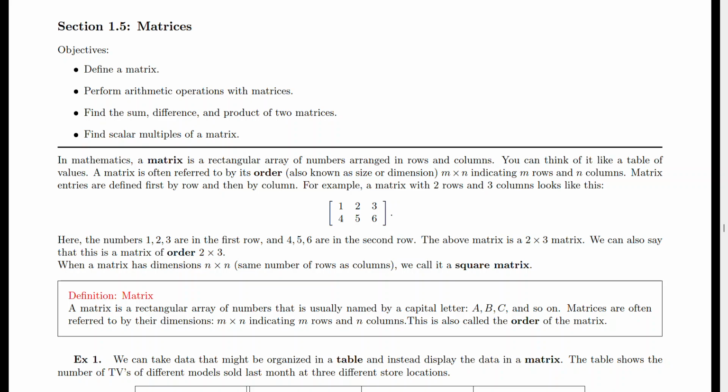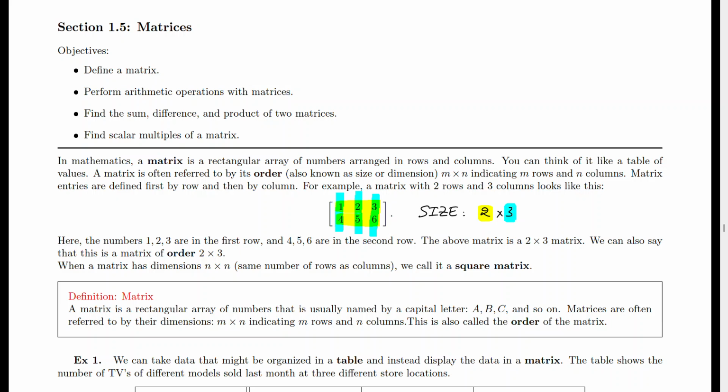In this particular case, the rows of the matrix are 1, 2, 3, and 4, 5, 6. So there are 2 rows in this matrix. On the other hand, there are 3 columns, the columns 1, 4, 2, 5, and 3, 6. So this is a matrix of size 2 times 3. For a matrix size, we always write the number of rows first, and we follow that with the number of columns. If the numbers are identical, like a 2 by 2 or a 3 by 3 matrix, we call that matrix a square matrix.